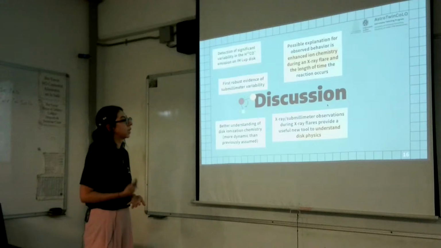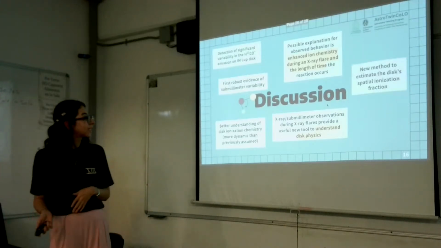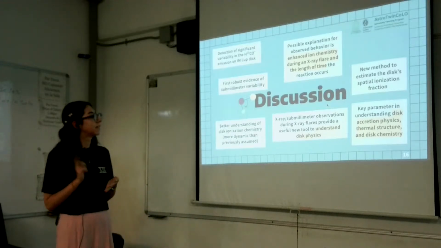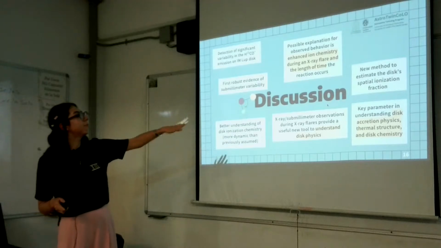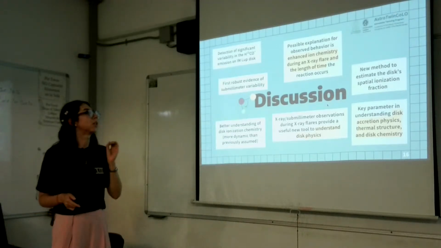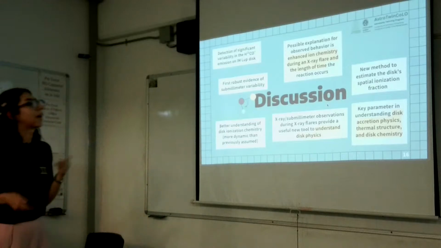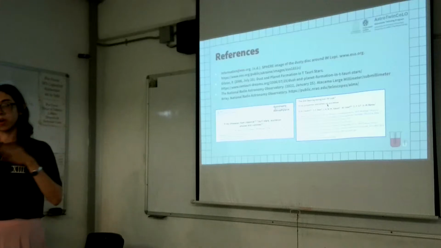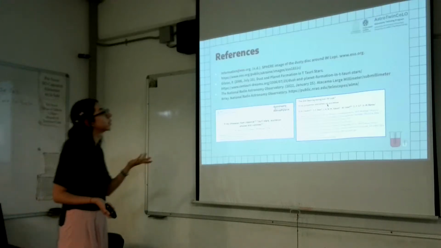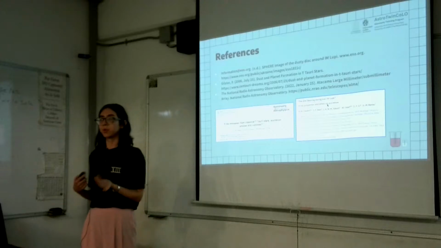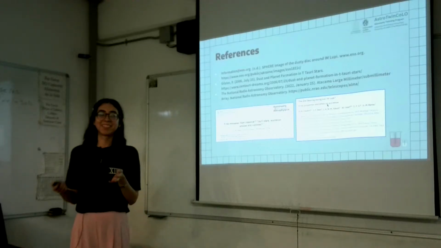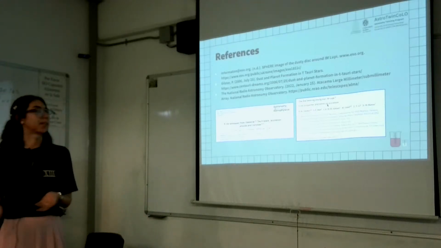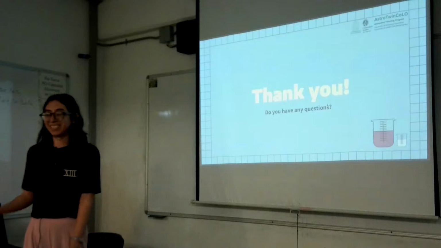This provides, of course, a new tool to better understand the disk physics, for example accretion physics, thermal structure, and the disk chemistry. We also have a new method to estimate the disk's spatial ionization fraction. So these are, in the end, the conclusions that the article came up with. These are some references that I used for this presentation, and I wanted to highlight these 2 other articles which helped me understand even better, because some things were complicated, so I wanted to read more about T Tauri stars and about these disks. So yeah, this is my presentation. Thank you.